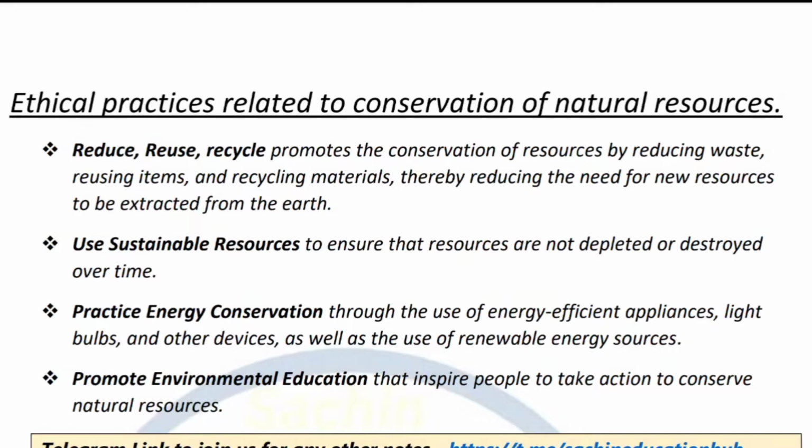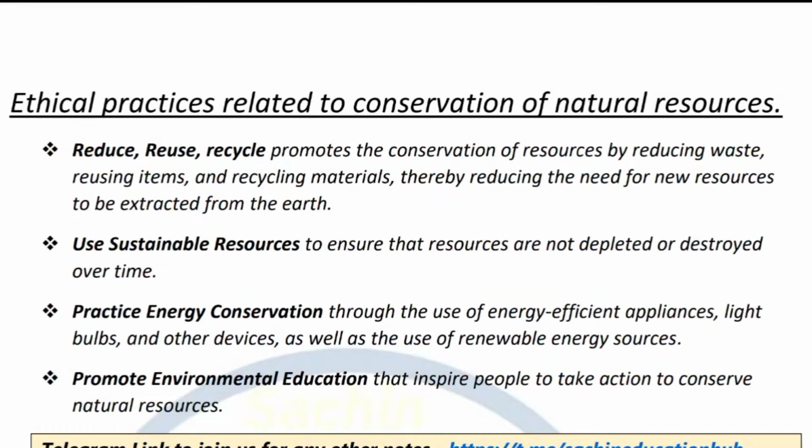Coming to the second point, that is the use of sustainable resources. What are sustainable resources? That means use the resources in a way that is sustainable for the environment. It means that if you have water, fossil fuels, or if you are using timber, then use all these resources very carefully and in a very responsible manner.